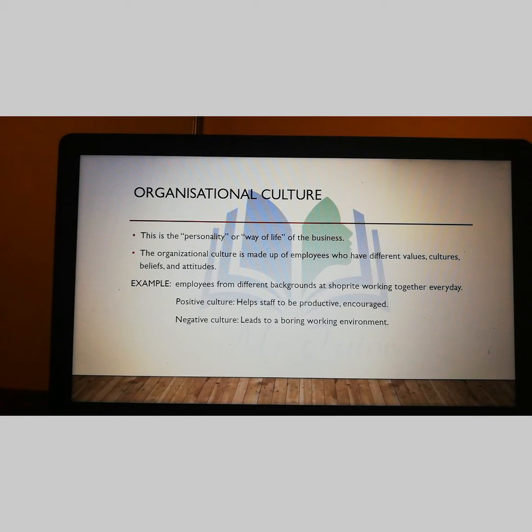Now, there are different types of cultures as well. There's the positive culture. Now, in an environment where the culture is always positive, this vibe or this energy helps staff to be more productive and to be encouraged at all times.